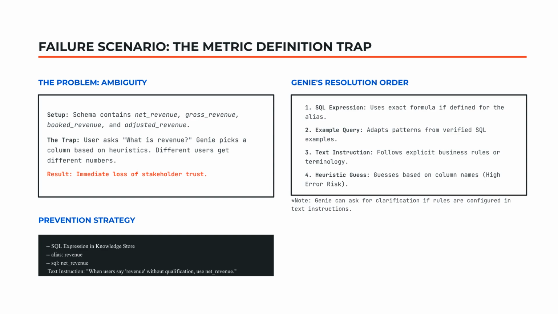Let me tell you about one of the most common and dangerous failure scenarios: the metric definition trap. Imagine your schema has net_revenue, gross_revenue, booked_revenue, and adjusted_revenue. A user simply asks, "What is revenue?" Without proper guidance, Genie might guess the wrong column, and suddenly different teams see completely different numbers. Trust evaporates instantly. The fix? Use SQL expressions in the knowledge store to lock in definitions. Plus clear text instructions like, when users say revenue without qualification, always use net_revenue. Genie follows a smart resolution order: expressions first, then examples, instructions, and only as a last resort does it guess.